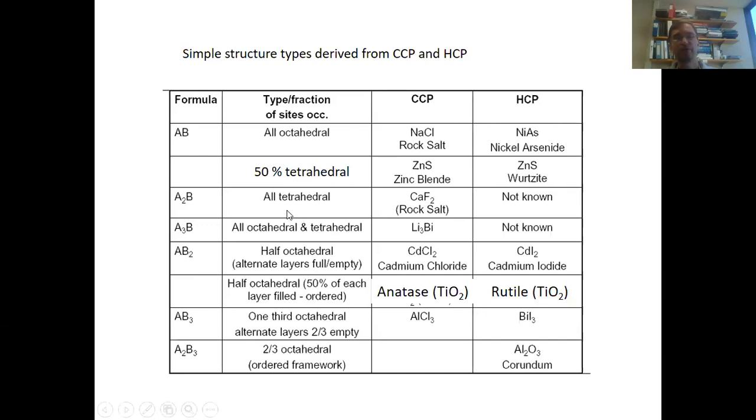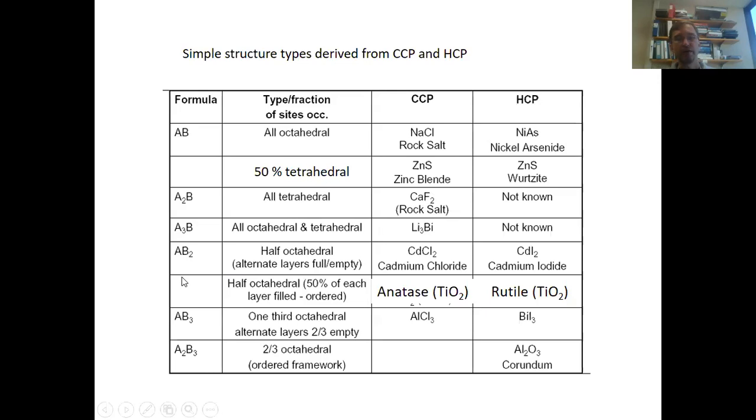So, of course, also the anti-fluoride structure is known. That would be also called the Li2O structure, in which then the lithium ions would fill the tetrahedral holes and the oxygen ions, they would make the lattice.